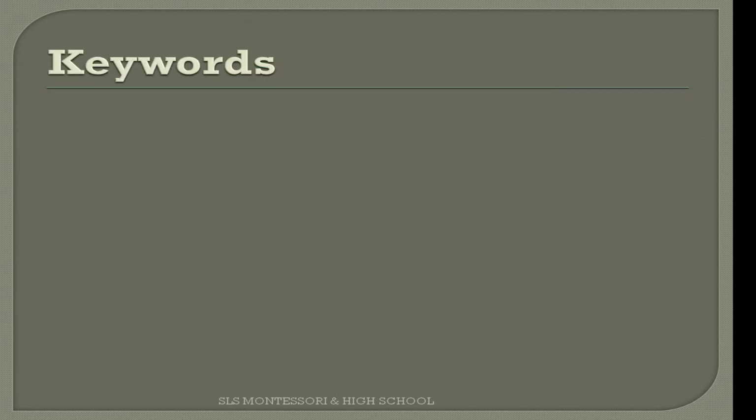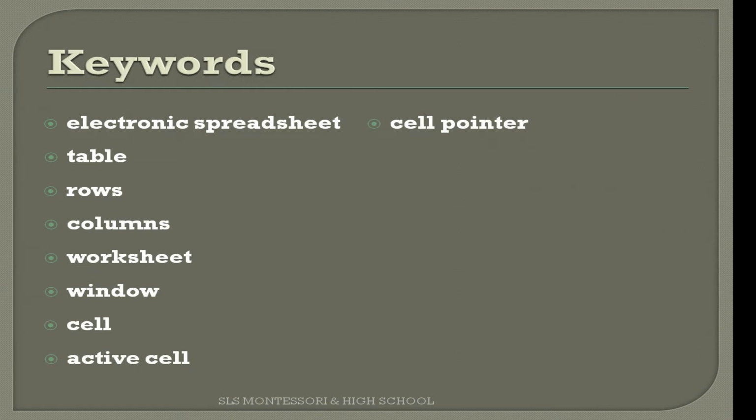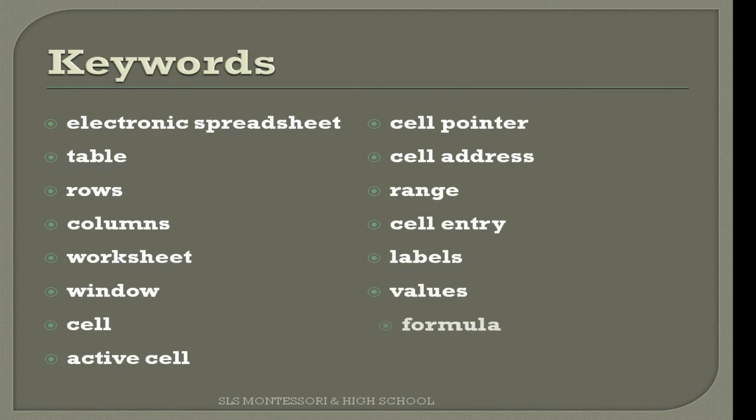In this chapter, you will get familiar with the following words: electronic spreadsheet, table, rows, columns, worksheet, window, cell, active cell, cell pointer, cell address, range, cell entry, labels, values, formula, and graphs.